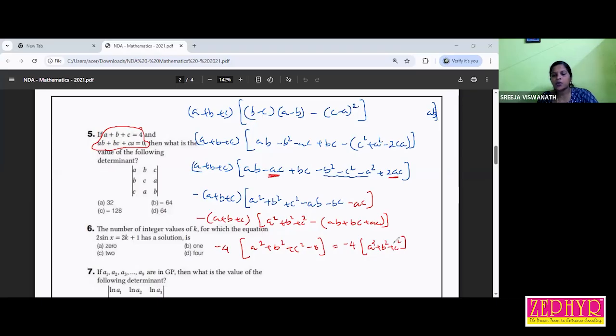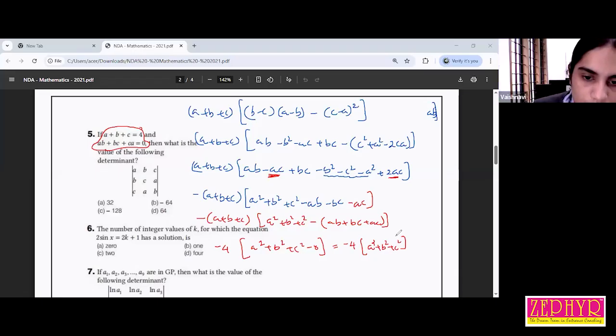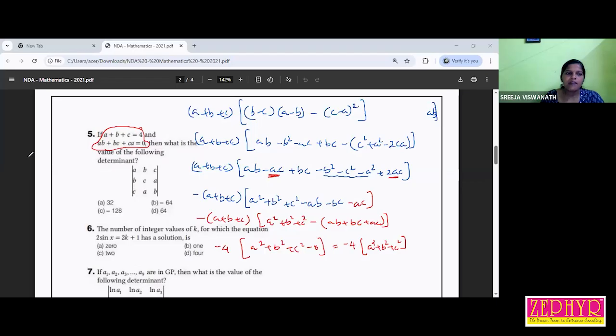Now, what is A square plus B square plus C square, or how can we find that? A plus B plus C the whole square. Given that A plus B plus C is equal to 4, we have an equation given. Square on both sides. What is the formula for A plus B plus C the whole square?